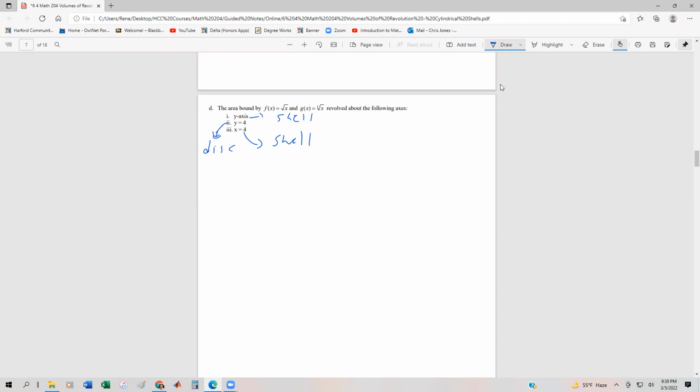Depending upon how long this runs, we might just do 1 or 2 of these, and then in another video do the other one. One thing we should probably do is try to graph this, find the points of intersection, and then figure out which is going to be the top function and which is going to be the bottom function. So let's do that first.